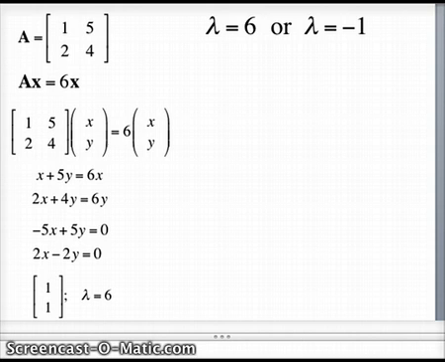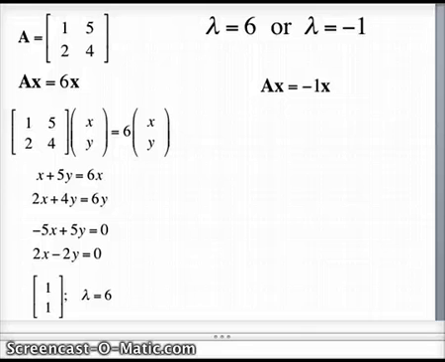We're looking for a vector that works. If x is 1 and y is 1, that gives me 0. And that will be an eigenvector corresponding to lambda is 6, which again we've seen before. Now, negative 1, same process. Ax is negative 1x.